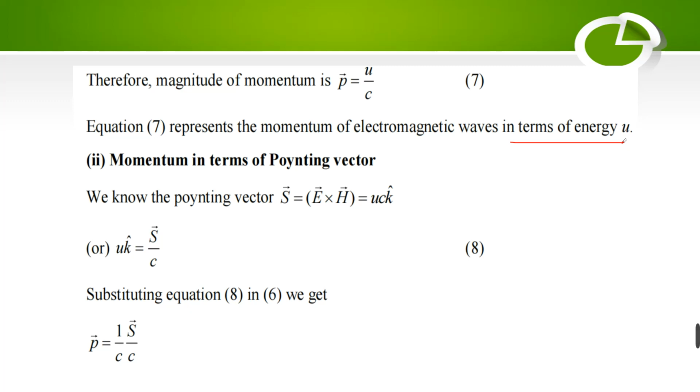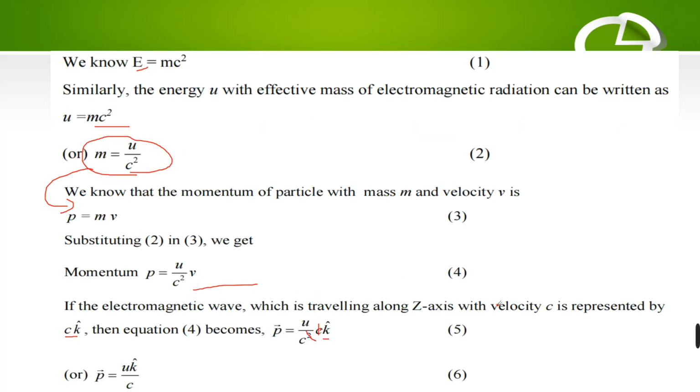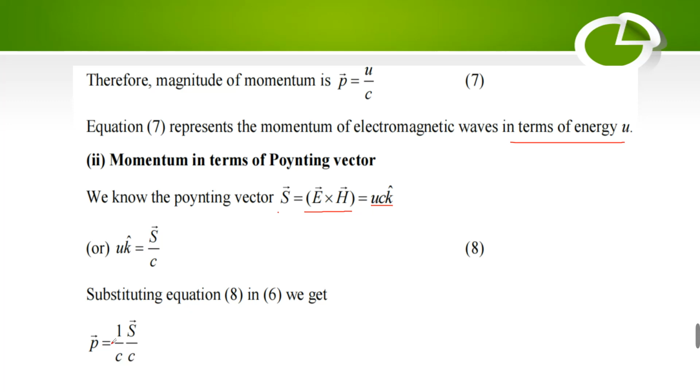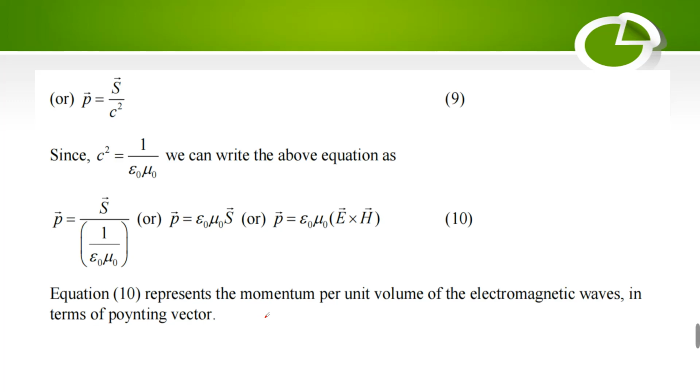Now we are going to see momentum in terms of the Poynting vector. We know the Poynting vector S is equal to E cross H is equal to U c k. So here S vector is equal to U c k. Then U k is equal to S by c. Substituting equation 8 in equation 6, that is P is equal to U k by c, P is equal to 1 by c into S by c. So this equation becomes P vector is equal to S vector by c square.